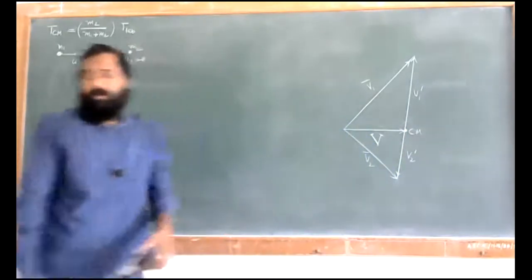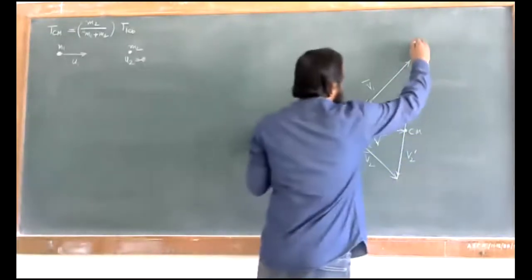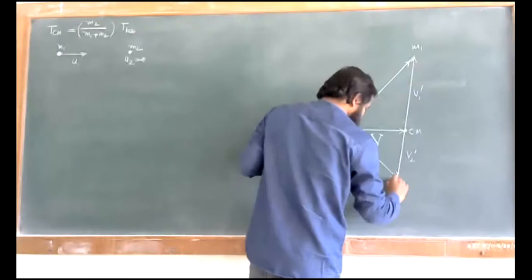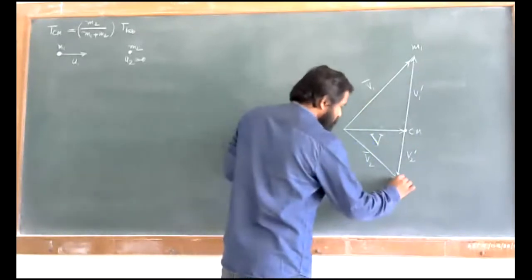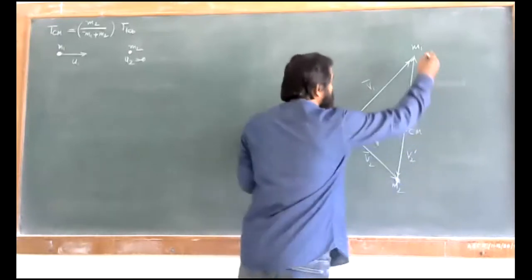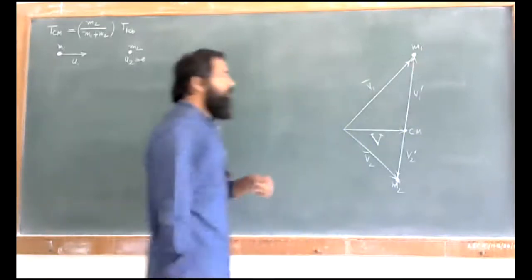So this diagram we have already seen. You have these two particles in terms of elastic scattering, which have masses, let us say, m1 and m2.